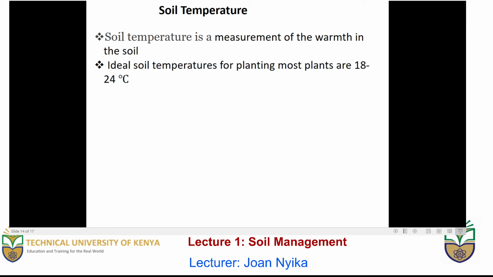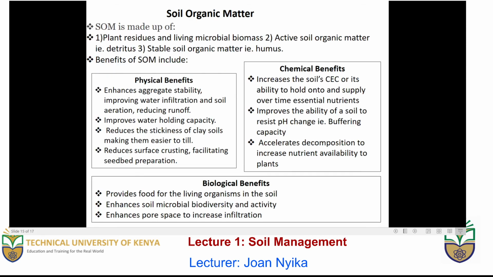Soil temperature. Usually, the soil temperature is a measure of warmth in the soil. Remember when we were saying the three basic requirements of plant growth are water, warmth, and light. What is the ideal temperature that a plant requires for optimum growth? Usually, the ideal temperature is 18 to 24 degrees. Beyond this point, the plant will have the effect of stunted growth, and so it is below this range.